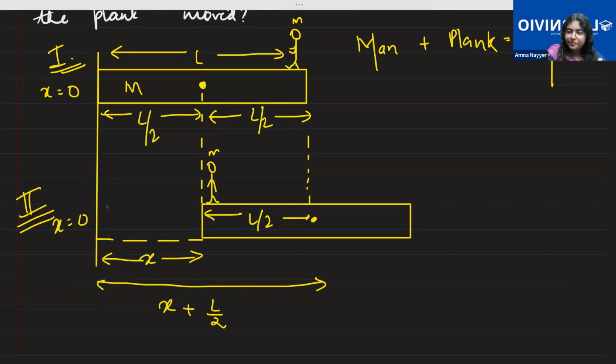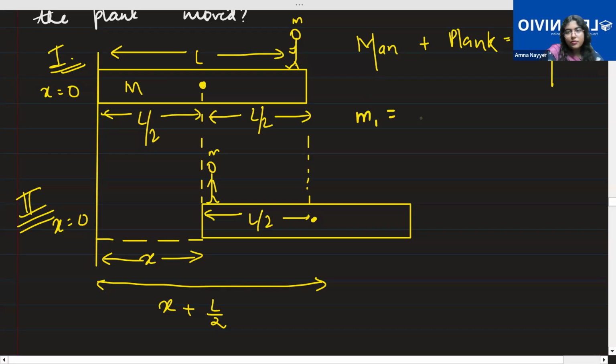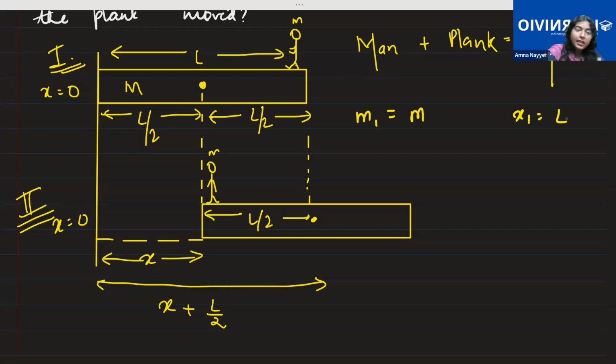What is this separation? We'll assume it to be some x. We don't know, we have to find out the x. So man plus plank is your system. Now, if I talk about the first, initial case, the mass of the man is m, the position of the man is L. Treat the bank of the river, the edge of the river, as your origin, as your axis. From there, try to calculate everything. If you have some reference points, it will be very easy for you to solve in the case of center of mass. This is L.